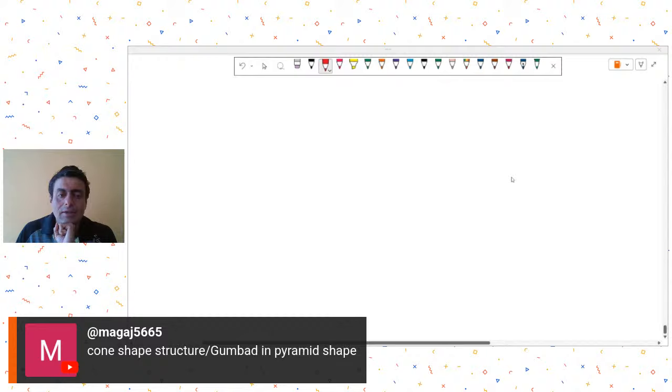Mr. Magaj is clarifying that it is a cone shaped structure, gumbad, in a pyramid shape. No, so I'm not very sure how to do it. You will have to send the proper sketches and send the proper shape, then we will be able to do it.